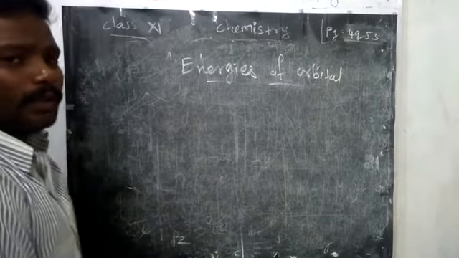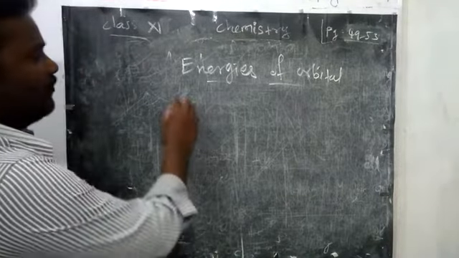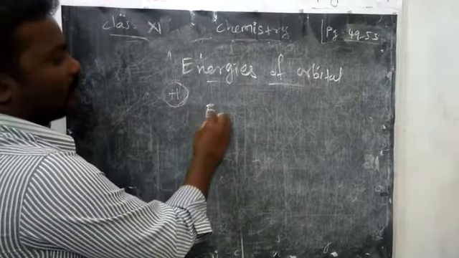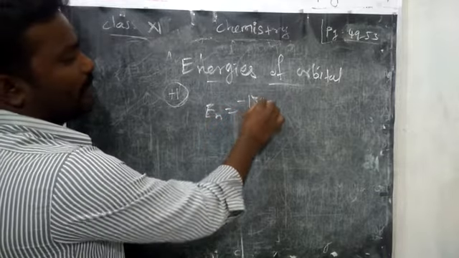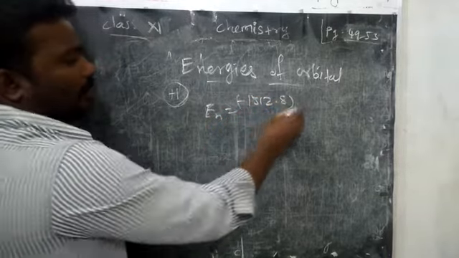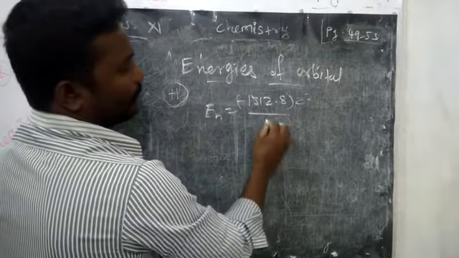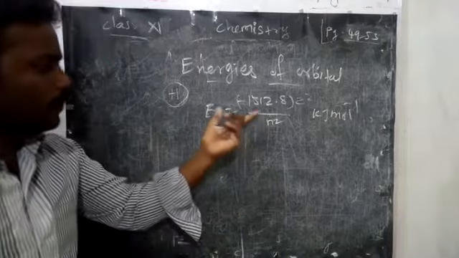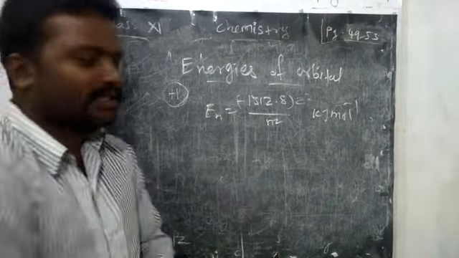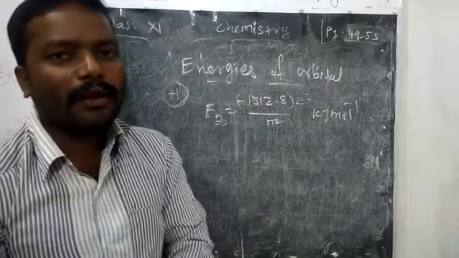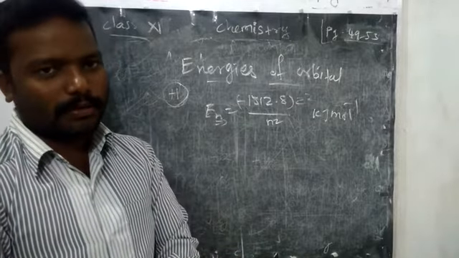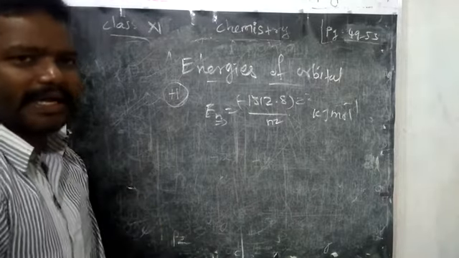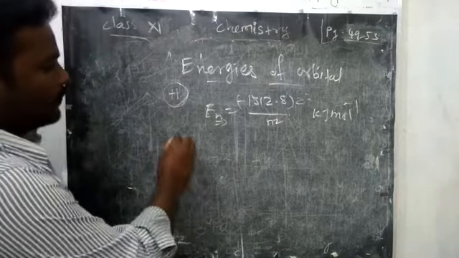From the beginning, we will go. For a one electron system, usually hydrogen, what is the energy? En is equal to minus 1312.8 Z square by n square kilojoule per mole. So for one electron, based on the n value, we can find different energy levels of orbitals. But all the orbital energies we have to arrange according to the n value.